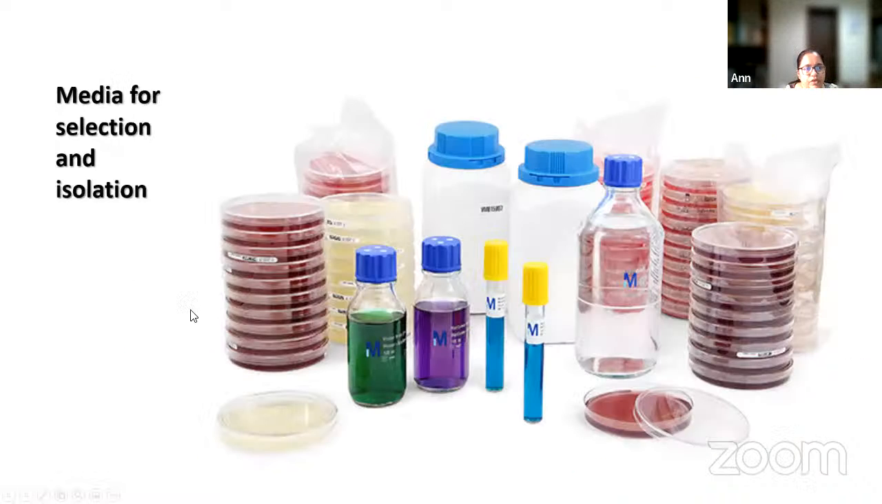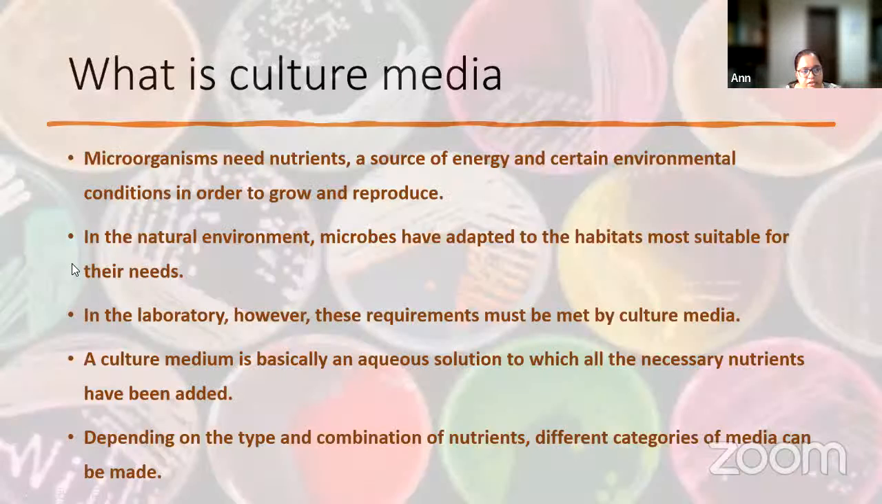So we look at media for selection and isolation. When we talk about media for selection and isolation, we should ask ourselves, what is it that the microorganisms need? So you have picked up soil, or a natural environment. You have picked up a decaying root or decaying plant material, and you are expecting that all microorganisms in that collection should be able to grow in a manner so that we can isolate them further.